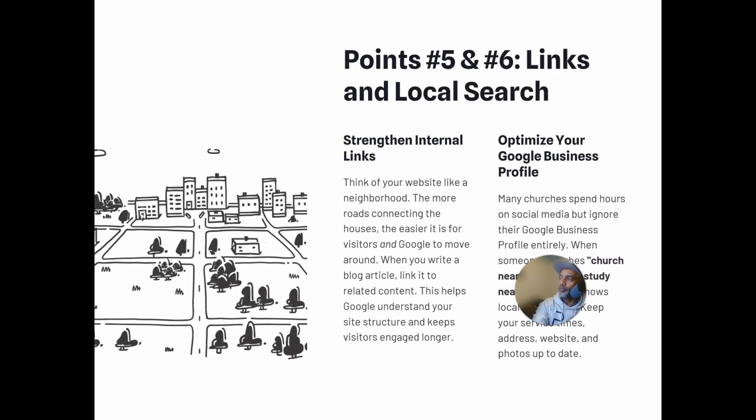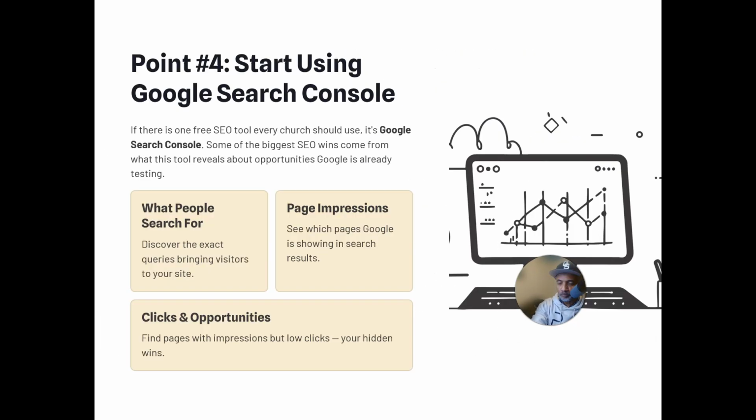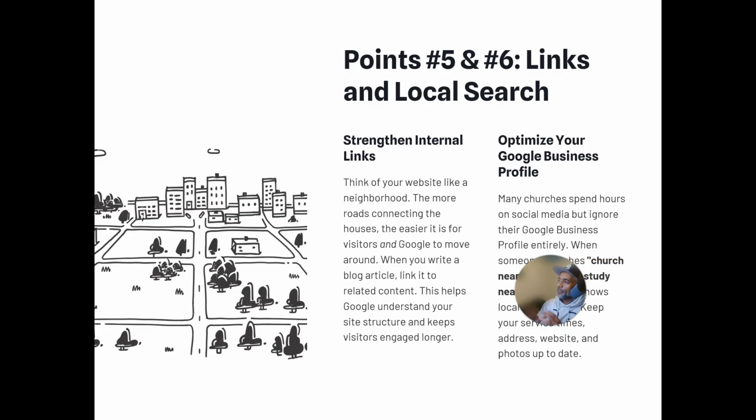All right, let's go to point number 5 and 6. We're going to put these together, okay? Point number 5, strengthen internal links in your blog posts. Think of your website like a neighborhood. The more roads connecting to the houses, the easier it is for visitors and Google to move around. When you write a blog article, link it to related content. Those are called internal links.